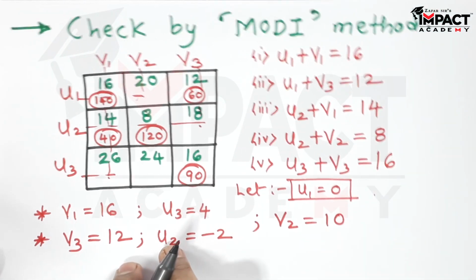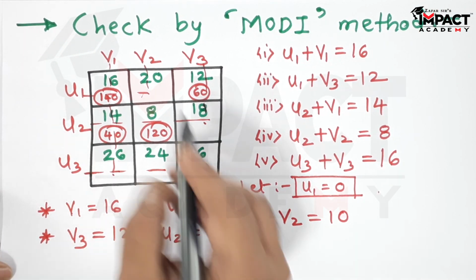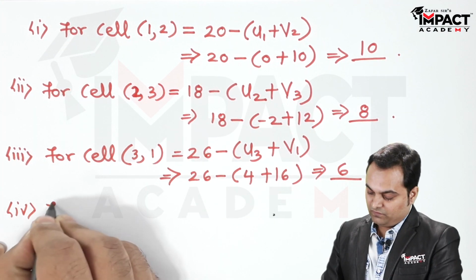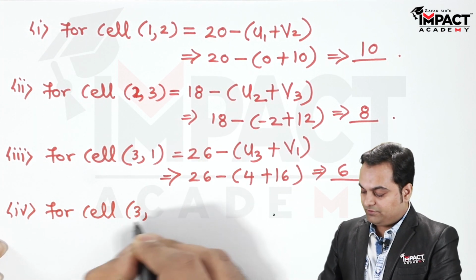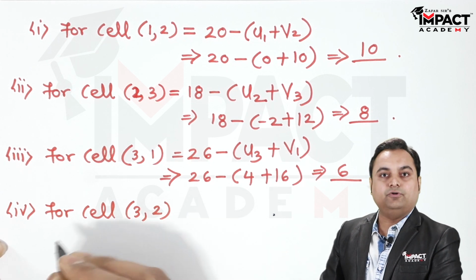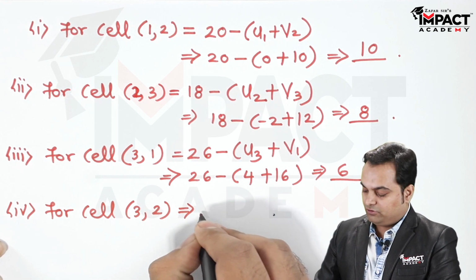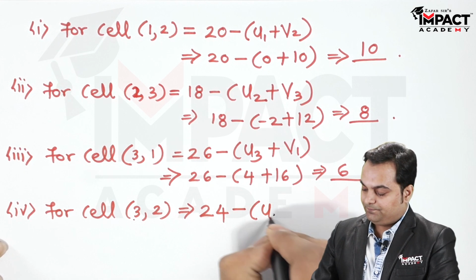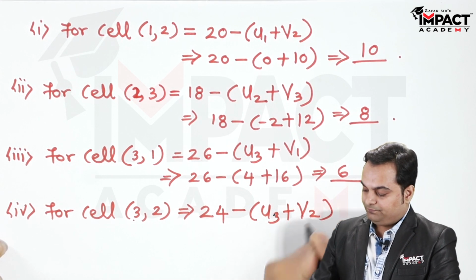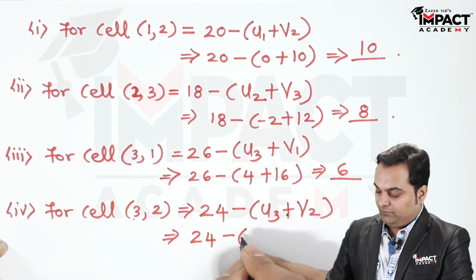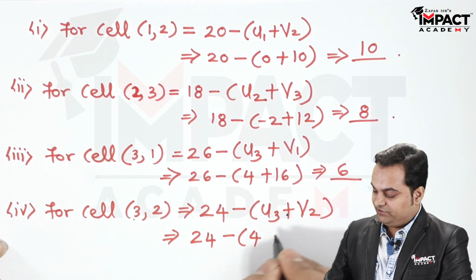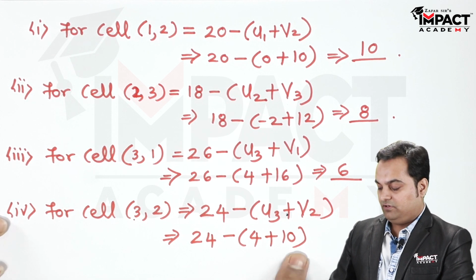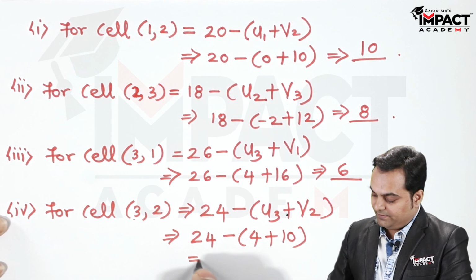Then the next unoccupied cell is third row and second column. So for the cell 3, 2, which is third row second column, take the cost, which is 24 in that cell, minus u3 plus v2. u3 value is 4, v2 is 10. So this is 14, 24 minus 14, that is 10.